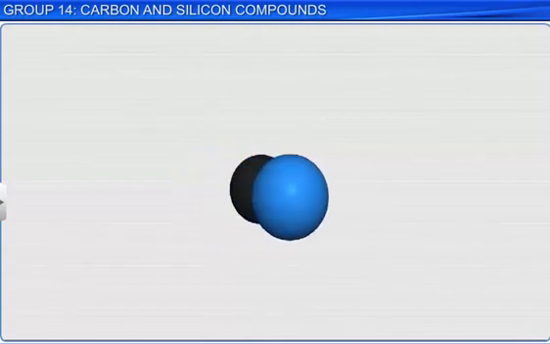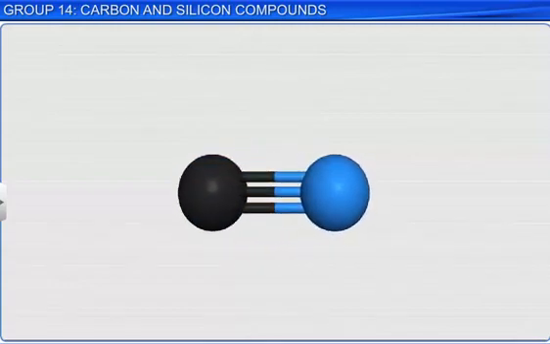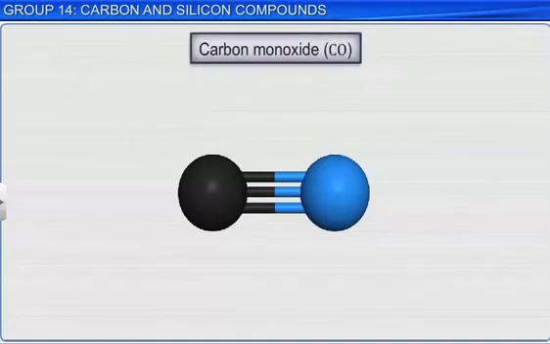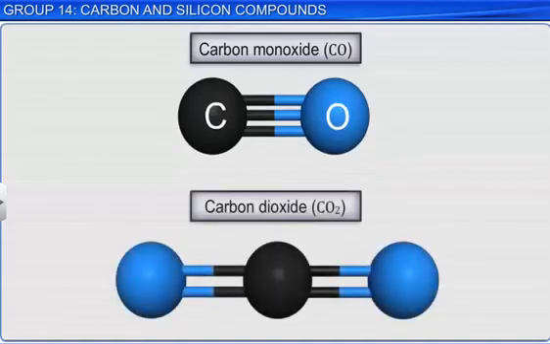We'll start with the oxides of carbon. Carbon monoxide, with the chemical formula CO, and carbon dioxide.